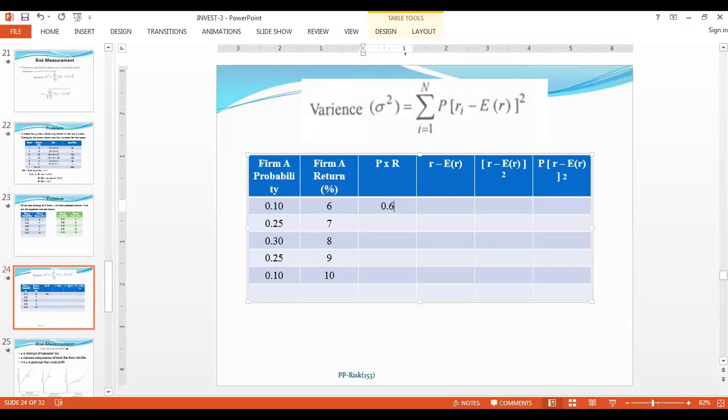Yes, sir. Okay, next. If I multiply 0.25 into 7, what will I get? 1.75. 1.75. Next. 2.4. 2.4. Next. 2.25. 2.25. Okay, next. 0.10 into 10, that is 1.